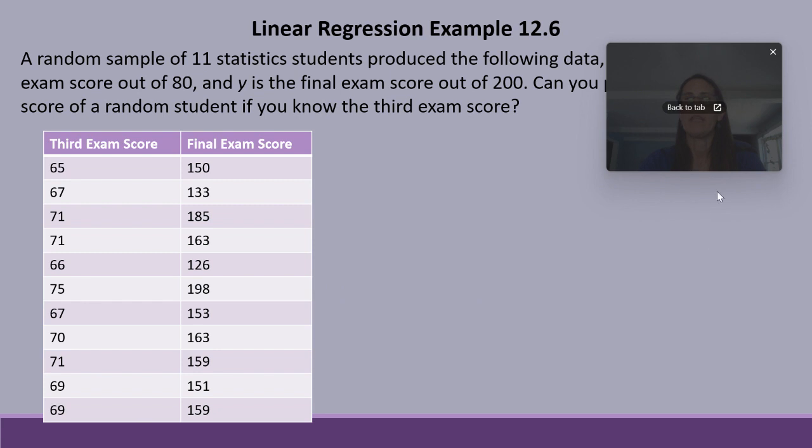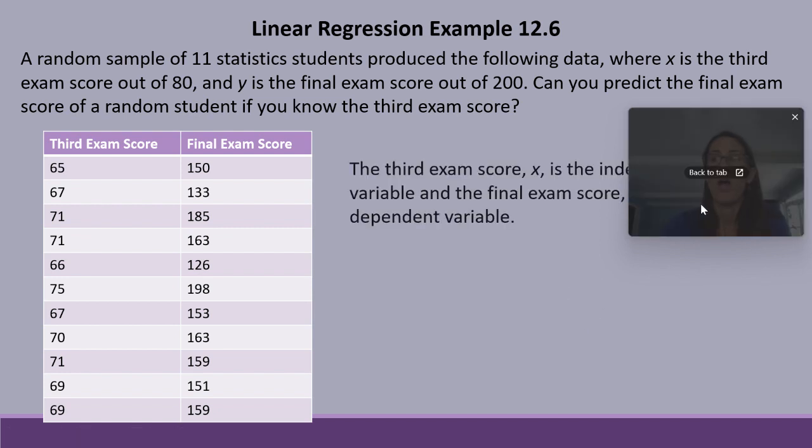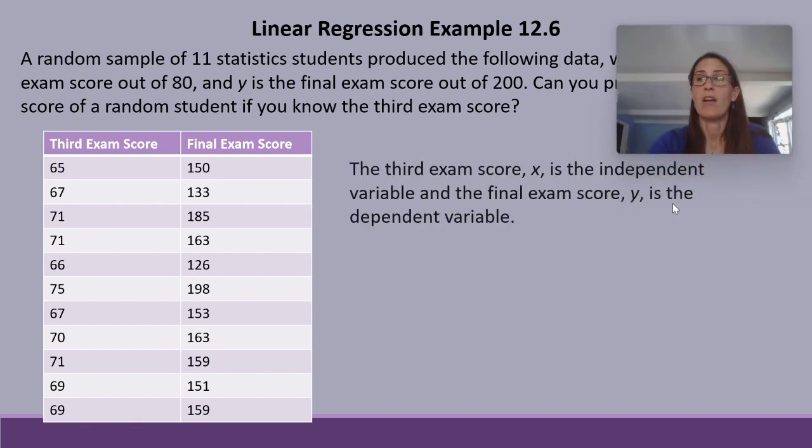So we have some data here. This is example 12.6 in your book. A random sample of 11 statistics students gave us this data, where X is the third exam score, which was out of 80 points, and Y is their final exam score out of 200 points. And we want to know if we can predict the final exam score of a random student if we know their third exam score. So our third exam score, X, is our independent variable, and our final exam score, Y, is our dependent variable.